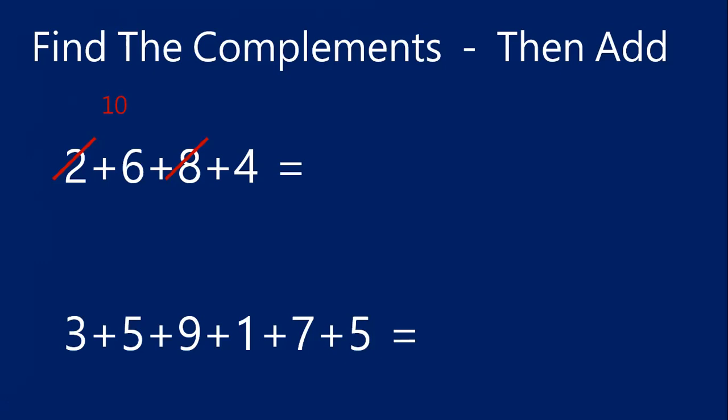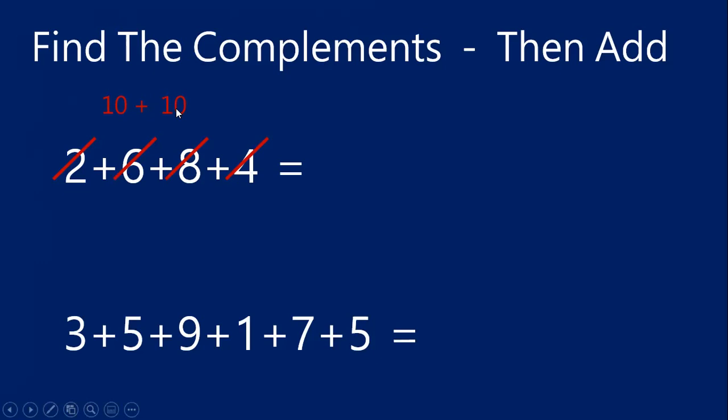Okay, let's go back to our equation. So we know 2 and 8 are complements and they total 10. Now let's move to our 6 and think, well, what's my complement of 6? It's a 4. 6 and 4 are complements. They make 10. So I'm going to mark off my 6, mark off my 4. Now, I've accounted for all of the numbers in the equation. I've simplified the equation down to 10 plus 10.